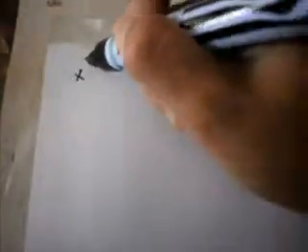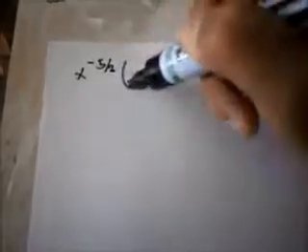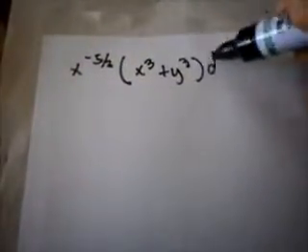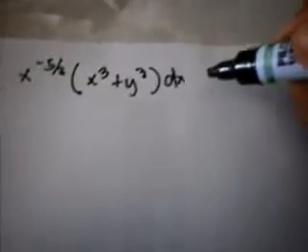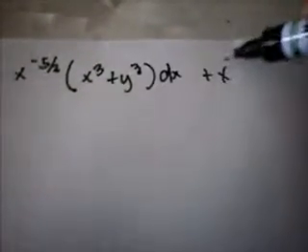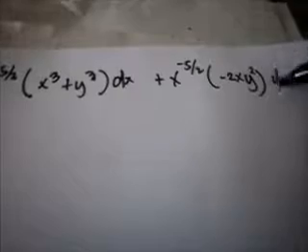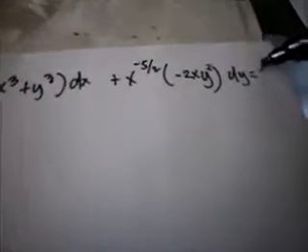Now what we need to do is multiply our integrating factor to our original differential equation. So x to the negative 5 halves times (x cubed plus y cubed) dx, plus x to the negative 5 halves times negative 2xy squared dy, which is equal to 0.